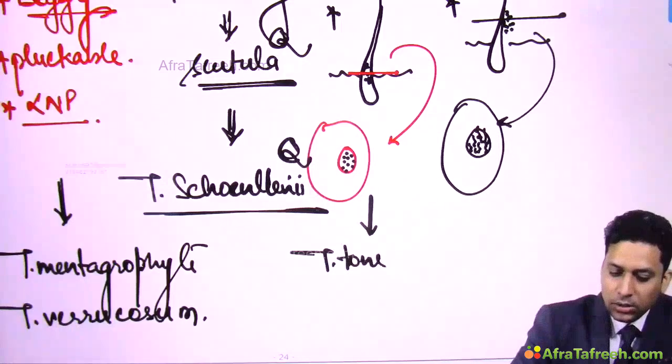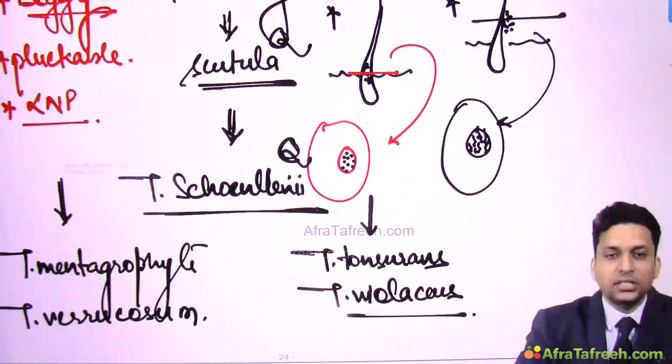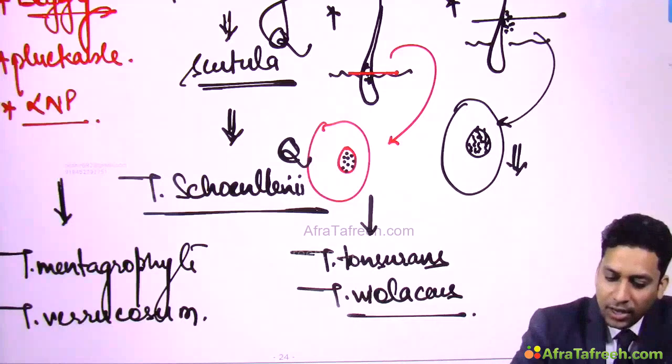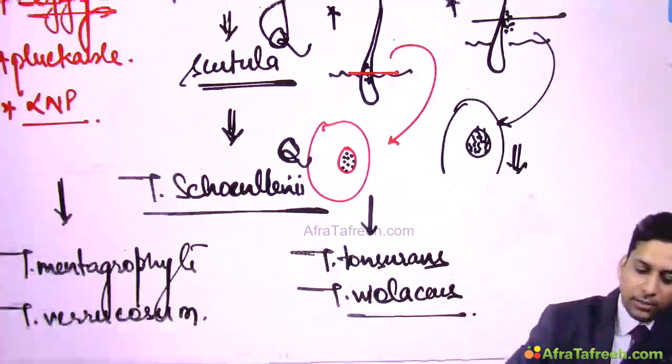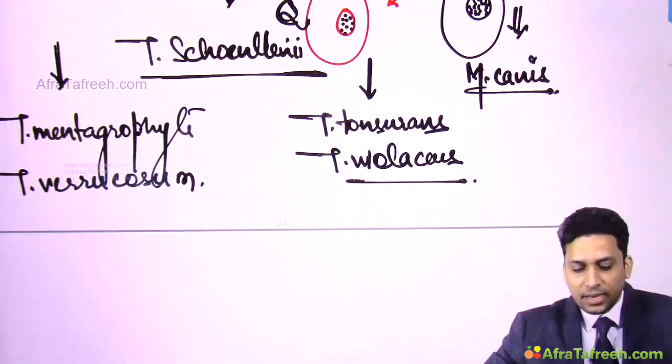Trichophyton tonsurans and Trichophyton violaceum are the common agents causing black dot, while Microsporum canis is the common causative agent for grey patch type. So these are the common causative agents for these different types of tinea capitis.